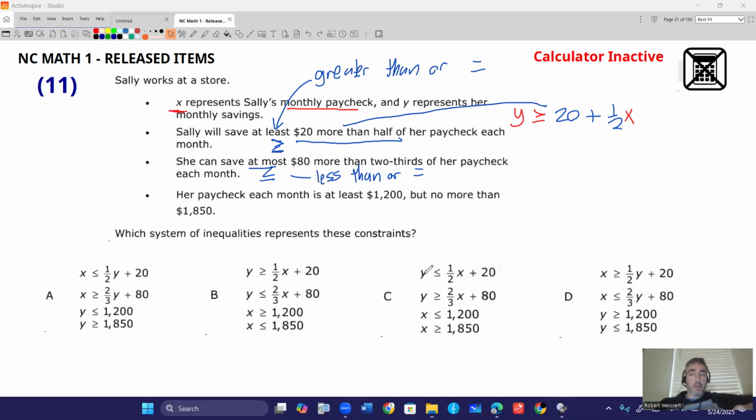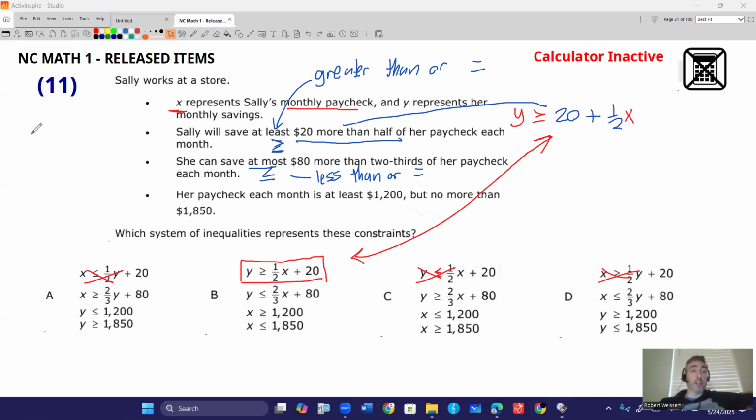So first thing is, this is Y is less than or equal to. That's no good. This is X is greater than or equal to 1/2 Y plus 20. That's not how we're going to set that up. This is also X is less than or equal to 1/2 Y plus 20. So honestly, I don't have to do anything other than just look at answer choice B. That's really it. You can put the 20 at the front or the end. It doesn't really matter. But we've already set up that inequality without doing any extra work.